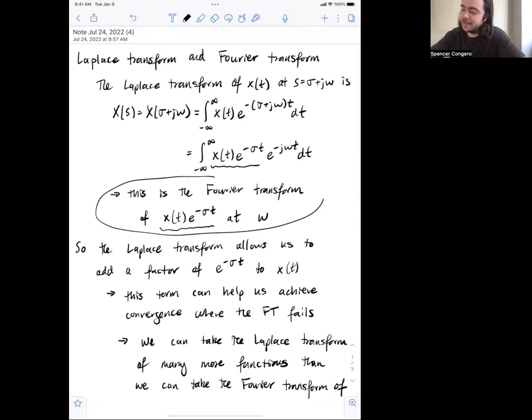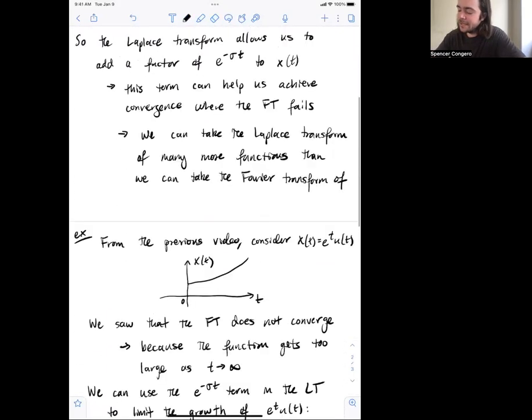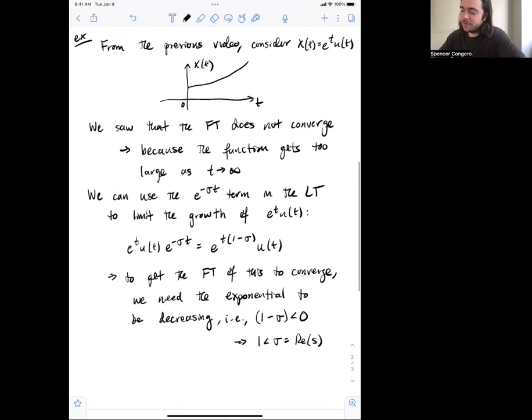With this understanding that the Laplace transform at sigma plus j omega is really the Fourier transform of this function at omega. So we're just changing our function by multiplying it by this exponential, okay, and then taking the Fourier transform. And with that understanding and knowing what functions the Fourier transform converges for, decaying exponentials, we can see that we need this factor up here to be negative. Okay, so that's just a summary. And so this would get us convergence.